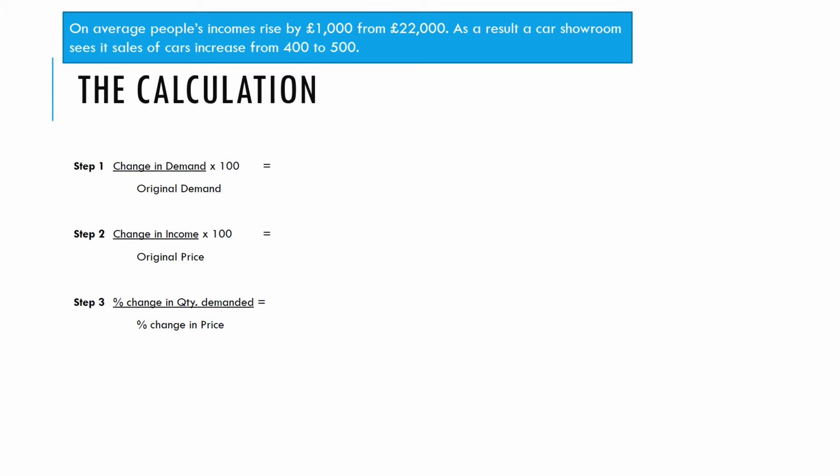So step 1, let's work out the change in demand. Well, here we've seen that the cars have increased from 400 to 500, so the change is 100 over the original 400, which is a 25% increase in demand. Now let's have a look at what's happened to incomes. Incomes have risen by £1,000 from £22,000. So they've risen, the change is £1,000, the original was £22,000, which is a 4.5% increase.